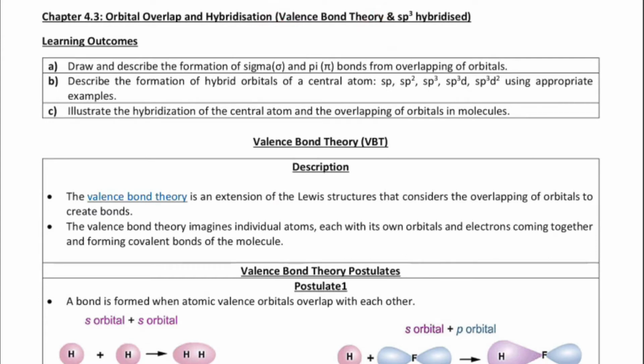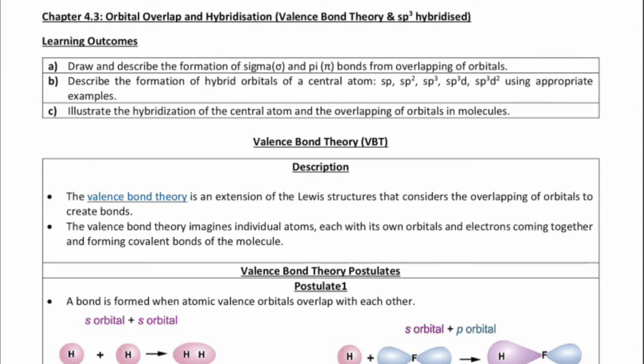Objektif kita hari ini adalah to draw and describe the formation of sigma and pi bond from the overlapping of orbital. Okay, so we want to show macam mana bentuk sigma bond, how to draw pi bond dalam overlapping of orbital. So, valence bond theory.